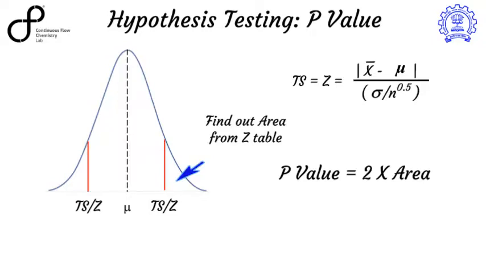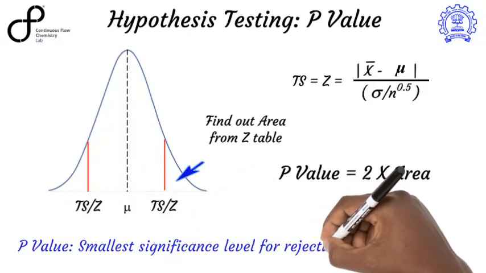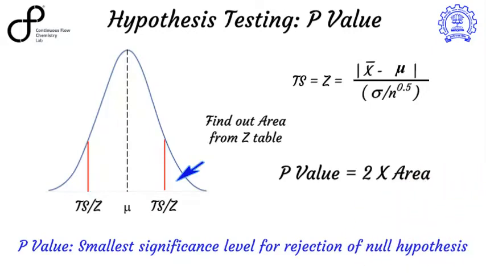This is different than the marking of the z-values corresponding to the significance level as was done earlier. Now, we calculate the area above this value using z-table. Once we know the area above the test statistic value, the p-value will be twice that of the area. If you note, the p-value is the smallest significance level at which the data lead to the rejection of null hypothesis.